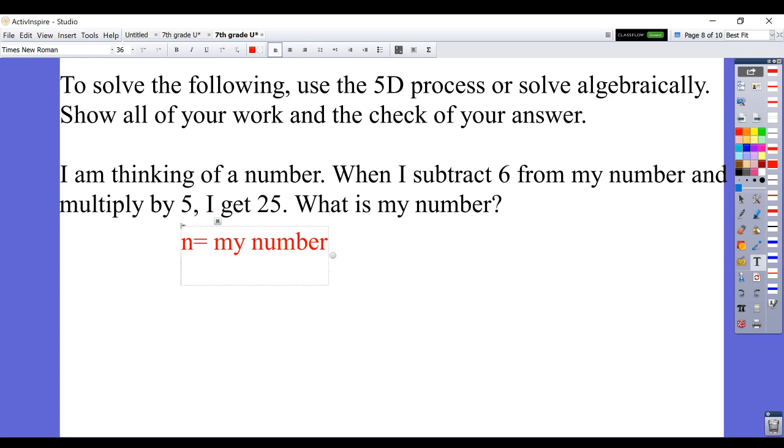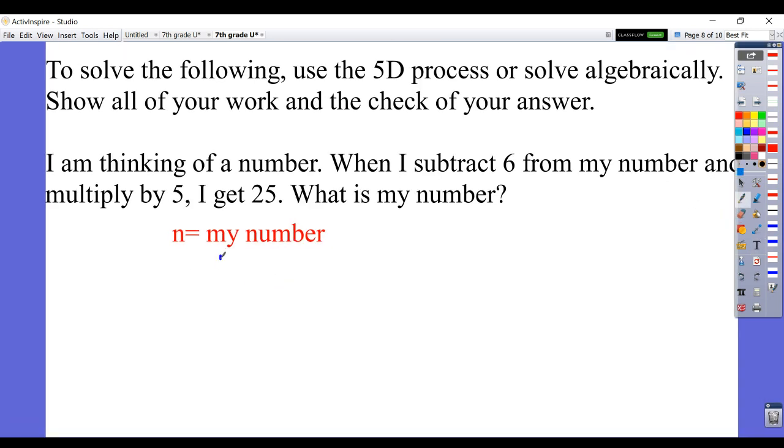When I subtract 6 from my number and multiply by 5, well, subtracting 6 from my number would look like this. And then it says, and multiply by 5. So that means that I'm going to take that whole thing and multiply by 5. It should equal 25. So when I subtract 6 from my number and multiply by 5, I get 25.